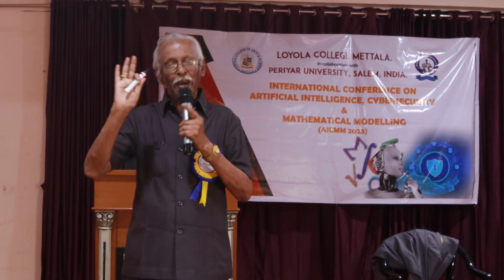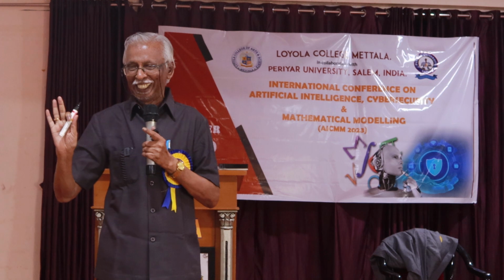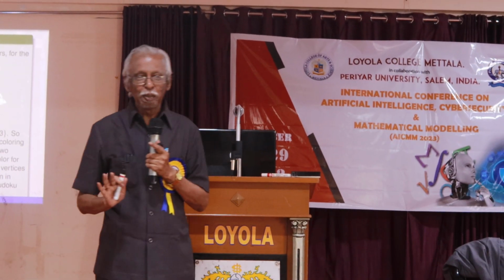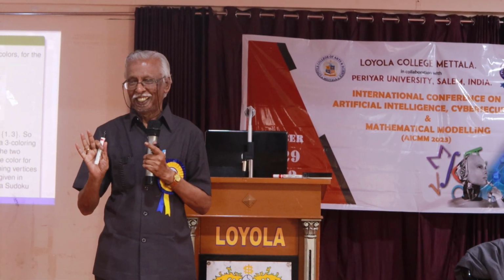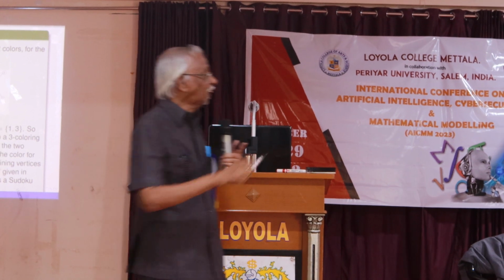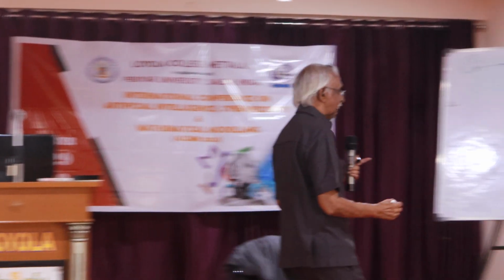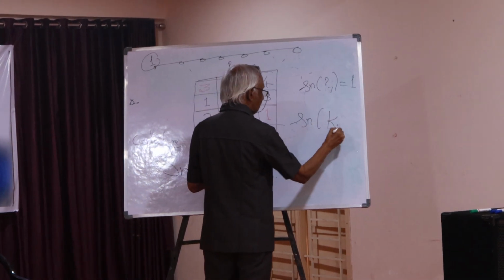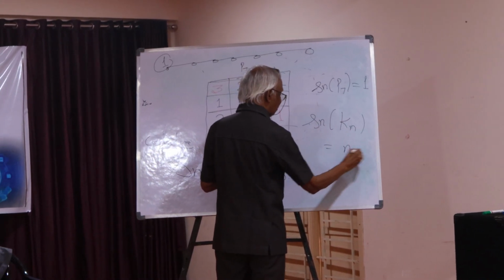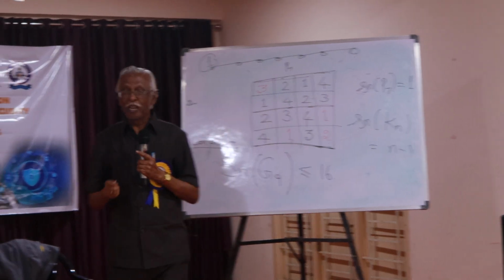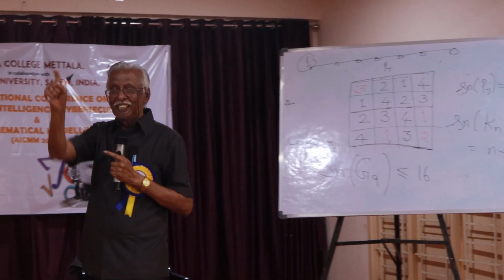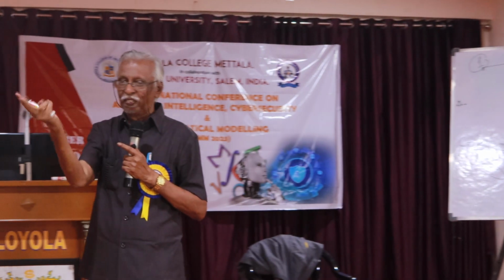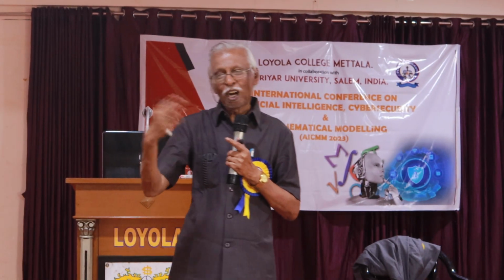Sudoku number of any bipartite graph is 1. Okay, Sudoku number of any bipartite graph is 1. Sudoku number for the complete graph is n minus 1, because if we color only n minus 2 colors, the remaining can be colored in 2 different ways. So the extension will not be unique.